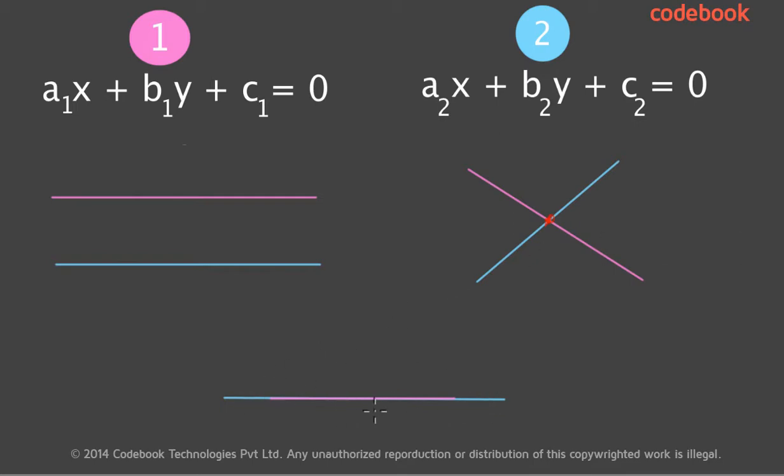Or they can be lines which are coinciding. So basically one line lies exactly on the other line. In this case there are many solutions which satisfy both the equations. So here we have an infinite number of solutions in the third case, whereas here there is only one point which satisfies both the equations. Over here there is no solution because these two lines never intersect, and there is no solution that satisfies this type of equations.